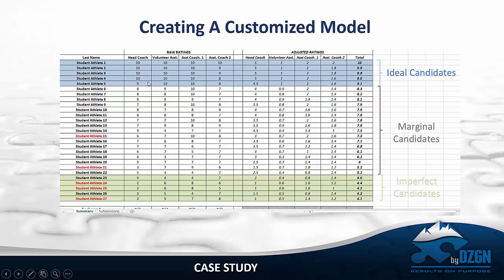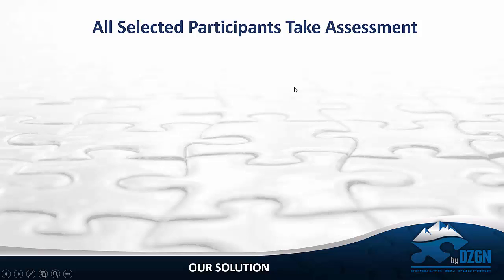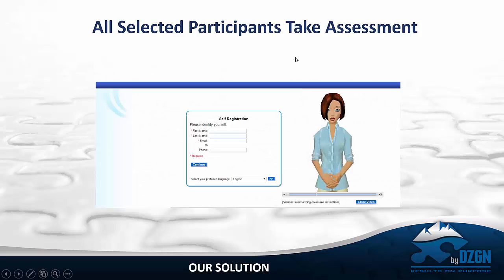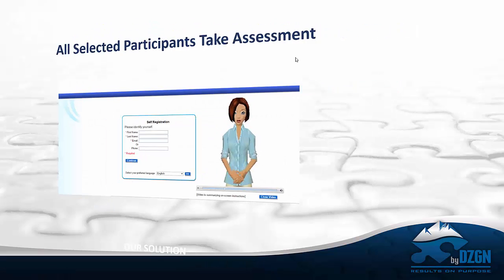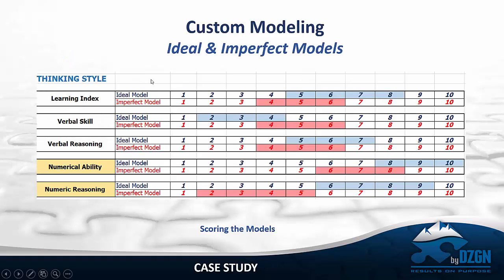In this case, roughly 15-20% of your people are going to be high-end performers, and we'll look at them and say, okay, how do they score on the test versus your low-end performers, your imperfect candidates? And what'll happen is you'll get a report after they take the assessment, and everybody will go ahead and take that. We'll score those models, and you'll come up with something like this.